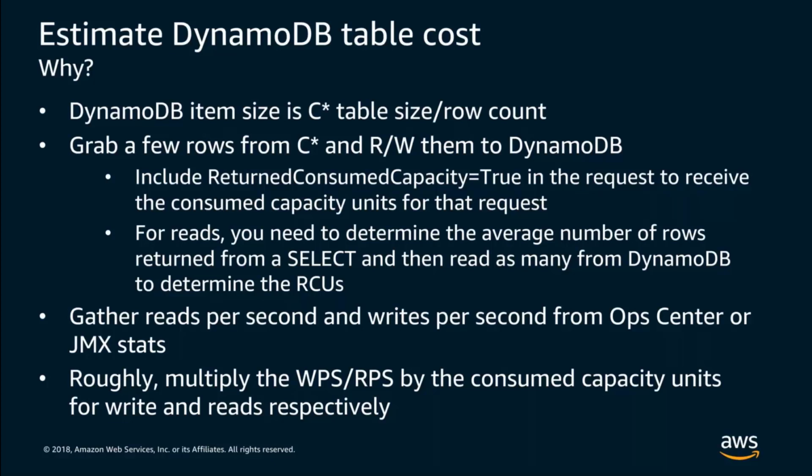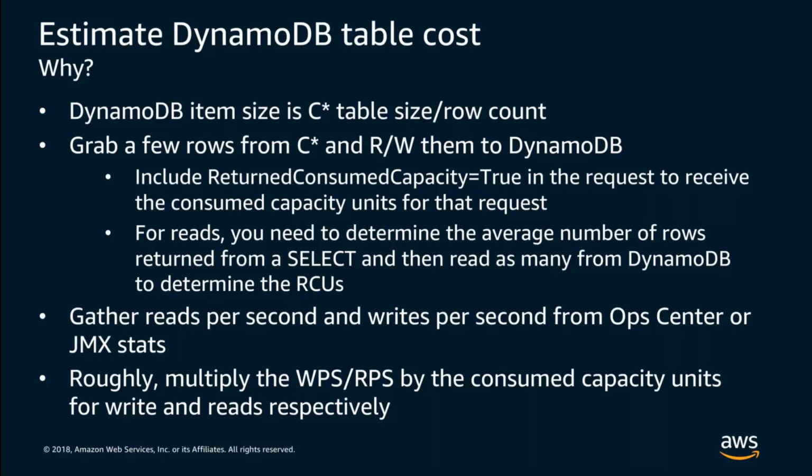So what we're going to do is figure out about what the average item size would be in Dynamo. There's a couple methods here. You can take the rows straight out of Cassandra, format them in JSON, send them to Dynamo using, say, one of our AWS SDKs, and then ask Dynamo to return how much capacity was consumed.